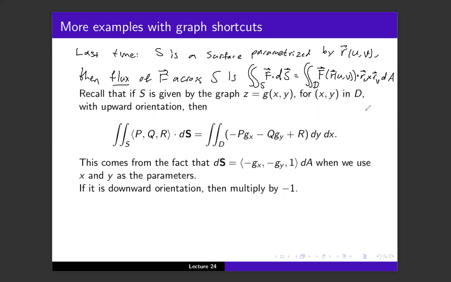Now, we notice here that if S is a graph that's given by the function z equals g(x,y) for some (x,y) that's in D and that has upward orientation, then there are a couple of shortcuts. This comes from the fact that in this instance, you have that R_x times R_y, flipping U and V to X and Y because we can, is just going to be negative g_x i minus g_y j plus k, which is written in the bottom paragraph here. So that's the case with upwards orientation. That's what we looked at last time.